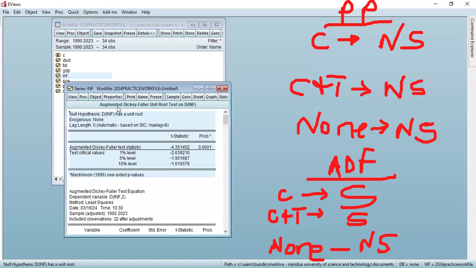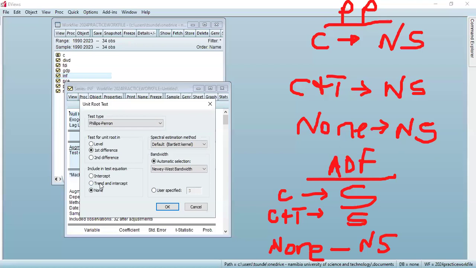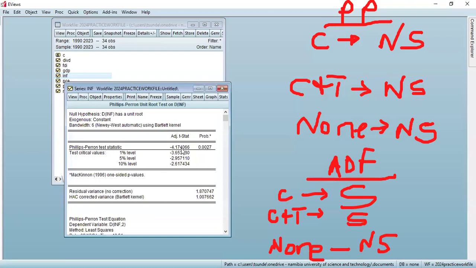Then using the augmented Dickey-Fuller test, let's do it using the Phillips-Perron test and see what we get. Unit root, standard, using the Phillips-Perron test. The Phillips-Perron is the one that was unambiguous in saying that the variable is non-stationary in levels, in all three tests. So let's do the test in first differences using intercept. Can you see that? The first difference of inflation is stationary at 1% level of significance. Let's do the second test.